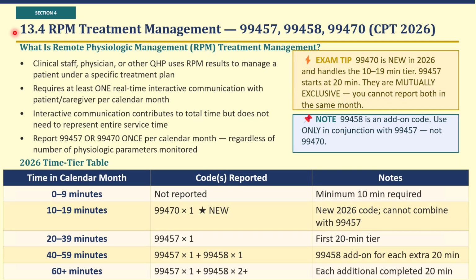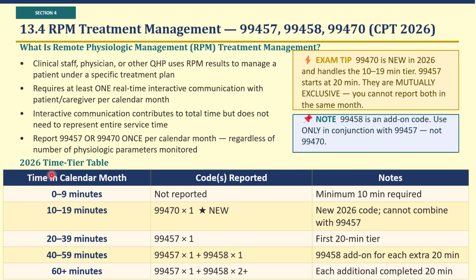Fourth category, remote physiologic treatment and management. So what is RPM treatment and management? The clinical staff, physician or other QHP uses RPM results to manage a patient under a specific treatment plan. Requires at least one real-time interactive communication with patient or caregiver per calendar month. Interactive communication contributes to total time but does not need to represent the entire service time. So report 99457 or 99470 once per calendar month, regardless of number of physiologic parameters monitored.